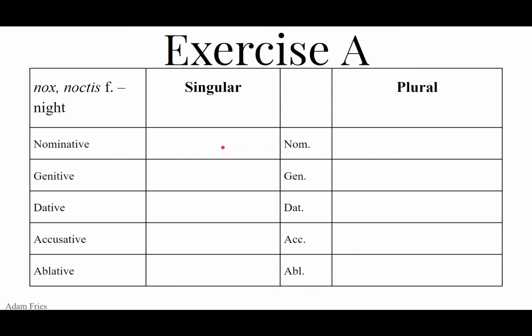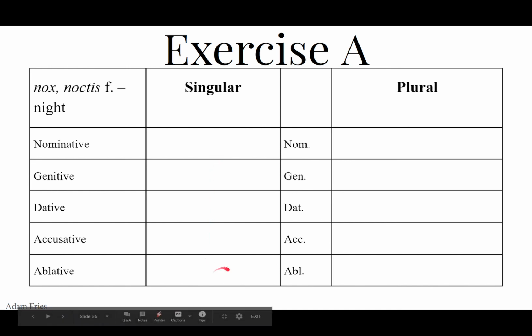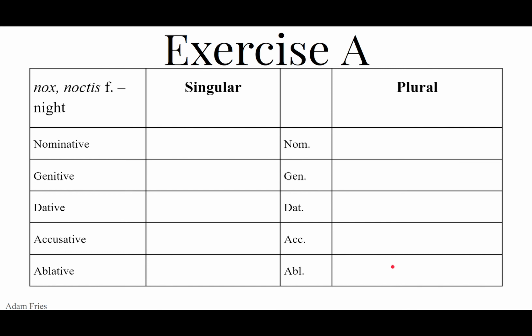So we get nox, noctis, nocti, noctem, nocte, with the letter E, nocte. Noctes, noctium, noctibus, noctes, noctibus.